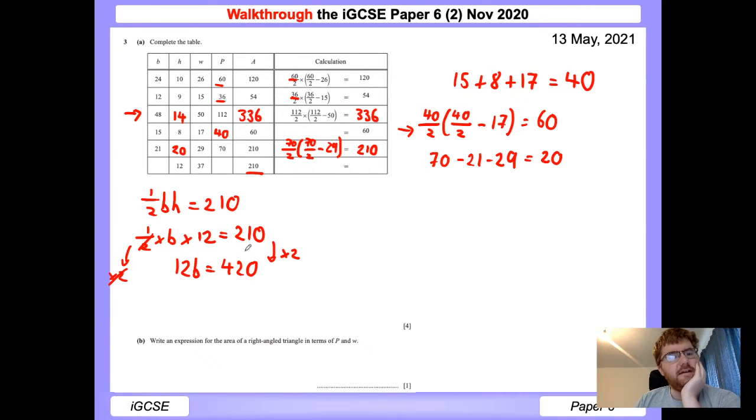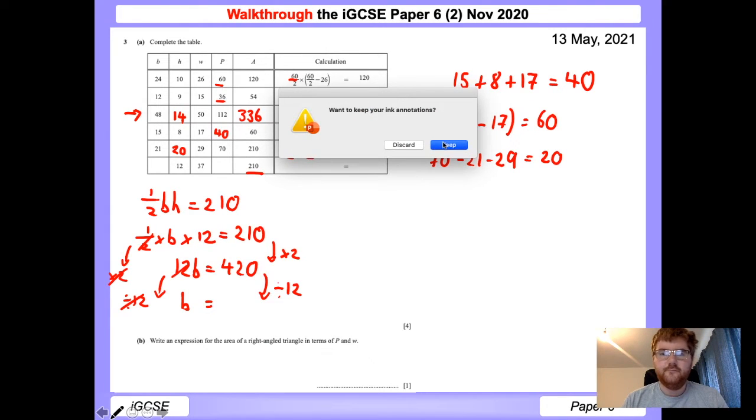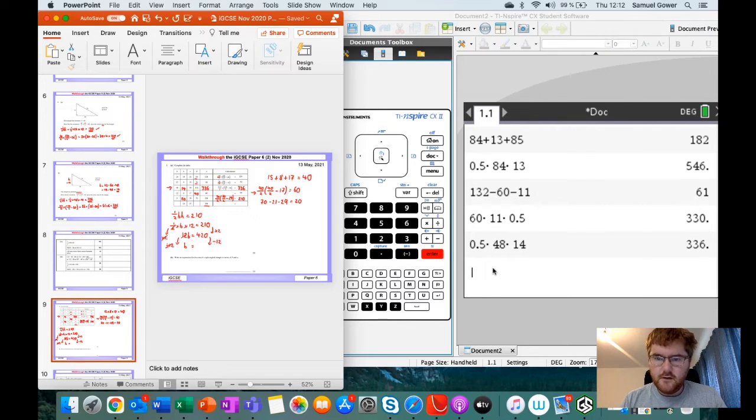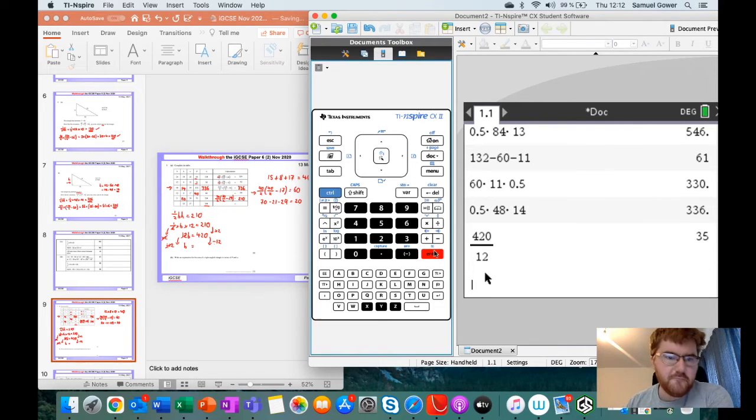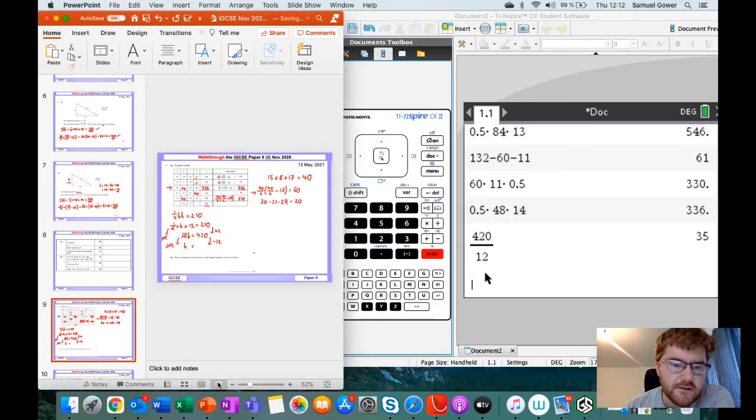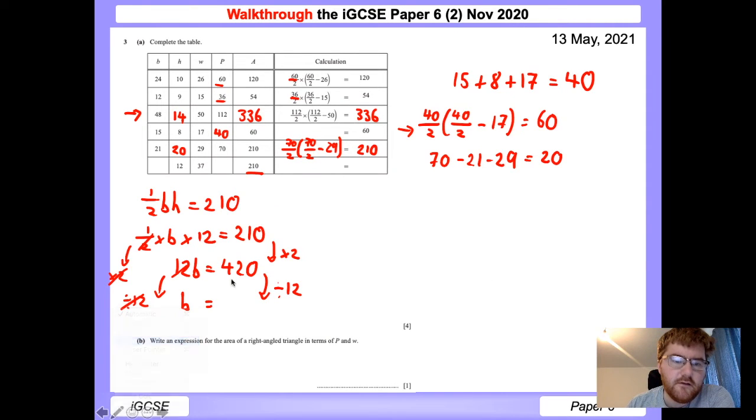And then I think to myself, okay, is that going to give me a whole number? Well, I can always use my calculator if I'm not sure. And so far these have all been whole numbers, so I'd be surprised if it's not a whole number. If I divide by 12, this disappears. 420 divided by 12. Now I know what the answer is, but I'm showing you on the calculator what you do. 420 divided by 12, and we're going to get 35. Okay, all good. So B is 35.